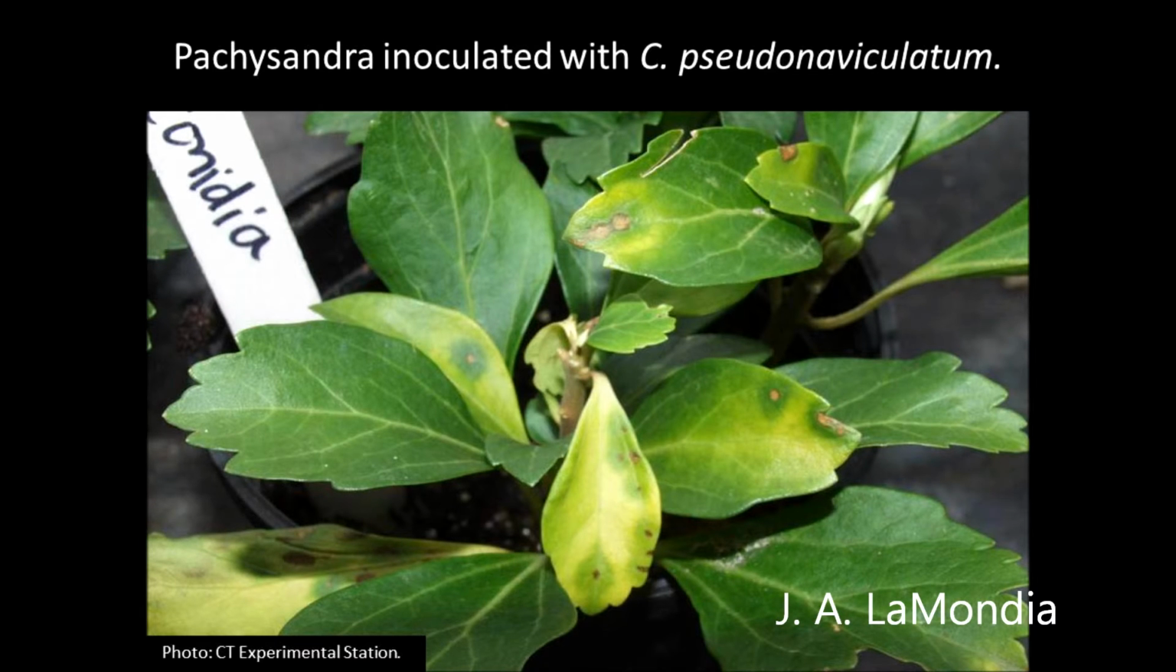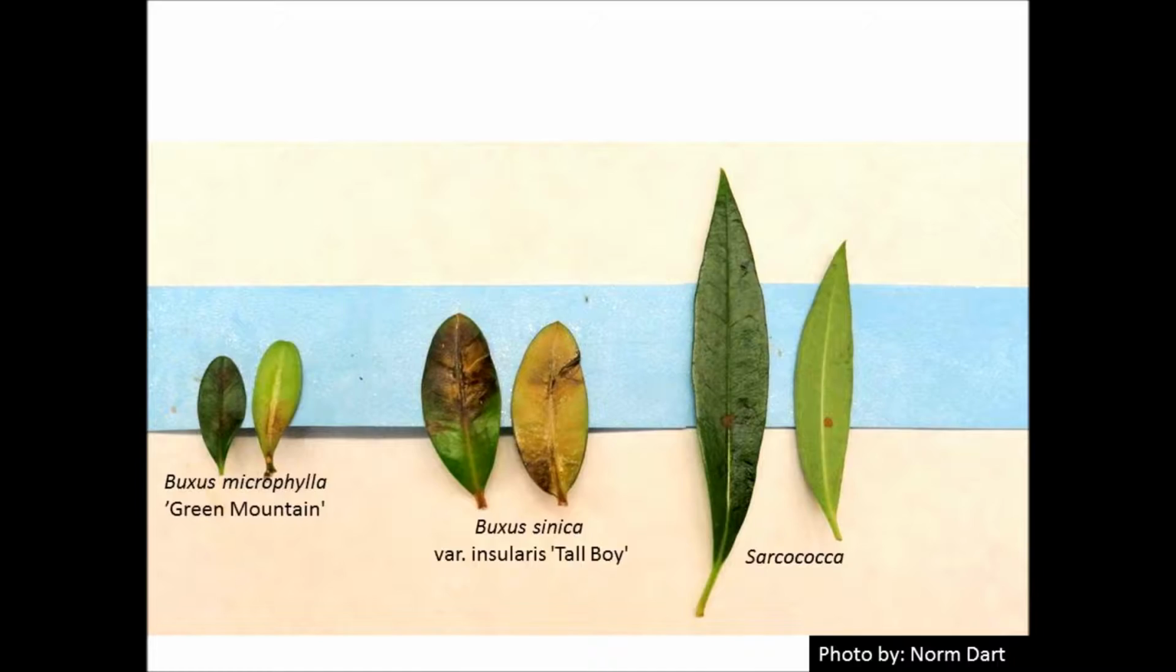So far, Pachysandra has not been found to be a host outside of the laboratory, and its relative susceptibility as compared to boxwood is not well understood. Still, Pachysandra should be considered a potential host of the Boxwood Blight pathogen. Sarcococca has also been infected by researchers under laboratory conditions in the UK and Virginia. It has been infected, but appears to be less susceptible than the boxwood.